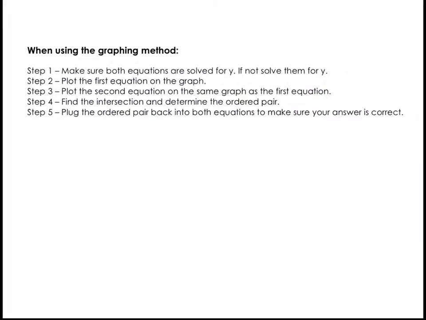When using the graphing method, step 1 is to make sure both equations are solved for y. If they are not, then you want to solve for y. Step 2, you're going to plot your first equation on the graph. Step 3, you're going to plot the second equation on the same graph as your first equation. Step 4, find the intersection and determine the ordered pair, so (x, y). And step 5, plug that ordered pair back into both equations to make sure your answer is correct.